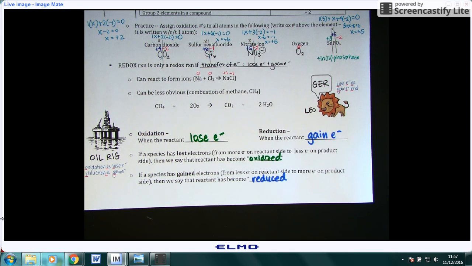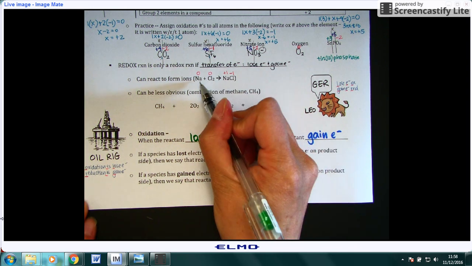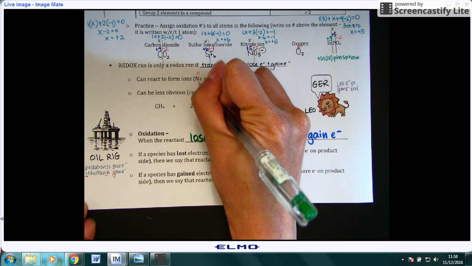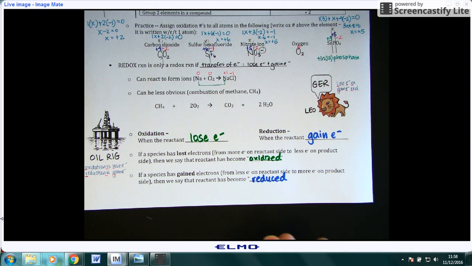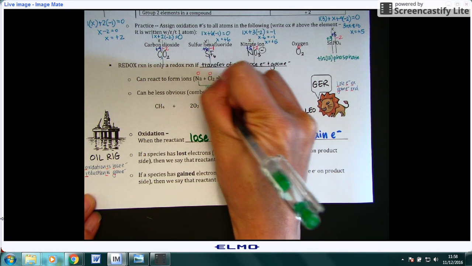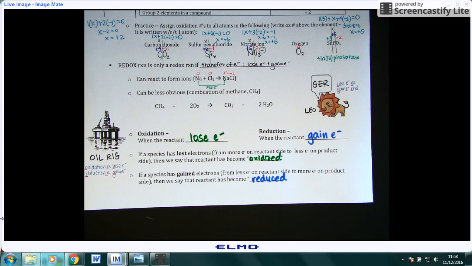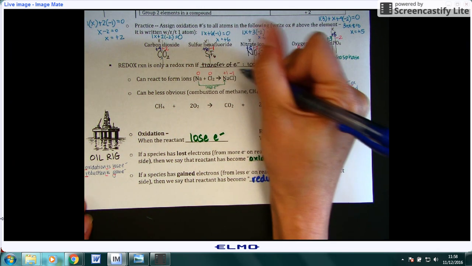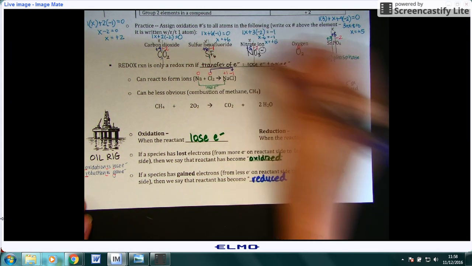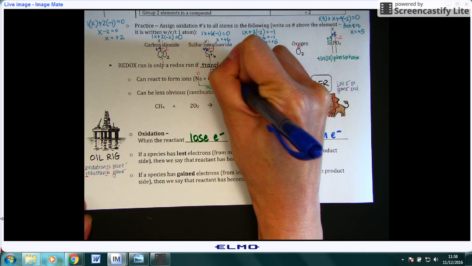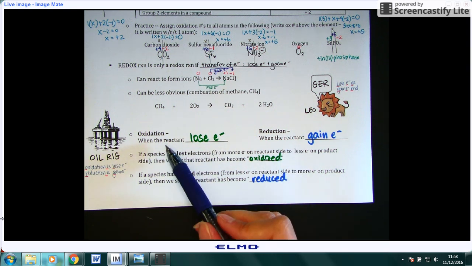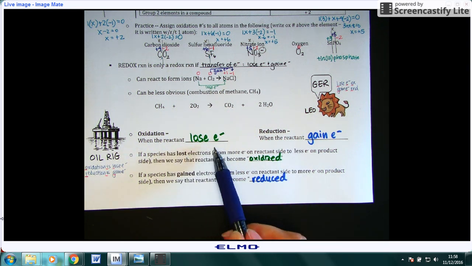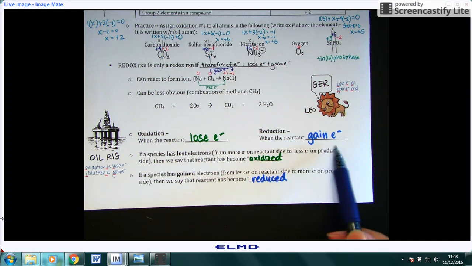So if I'm going to look at the transfer of electrons, let's go with sodium. Sodium goes from 0 to +1. So for me, that looks like it is losing electrons. And if I look at chlorine, it goes from 0 to -1. Looks like it's gaining electrons. So the difference between oxidation and reduction: oxidation is when your reactant loses electrons. Reduction is when your reactant gains electrons.